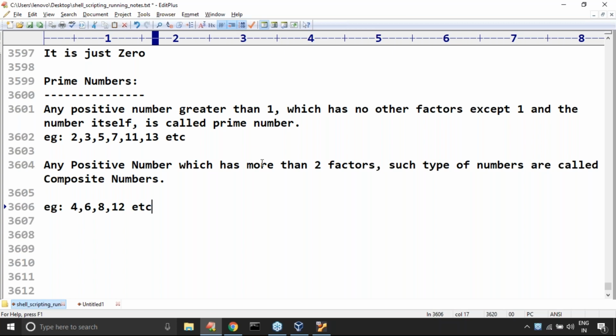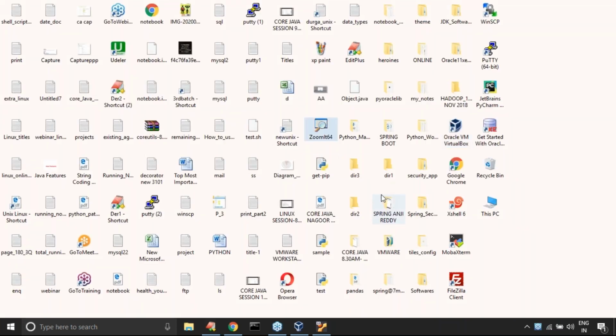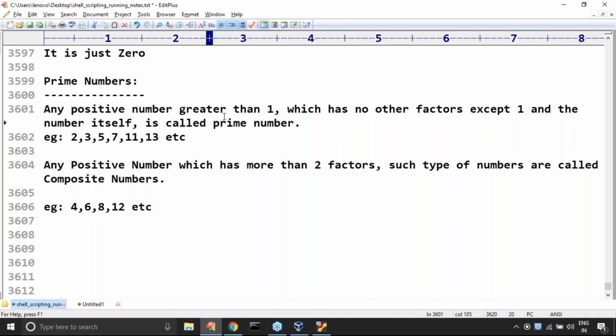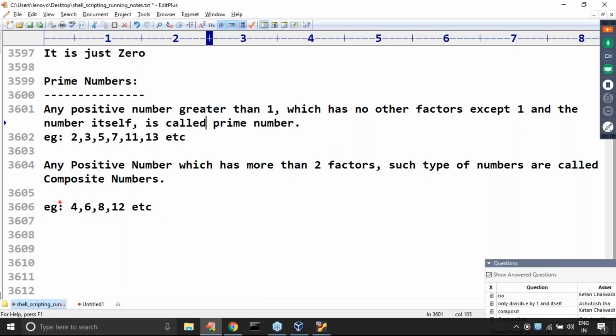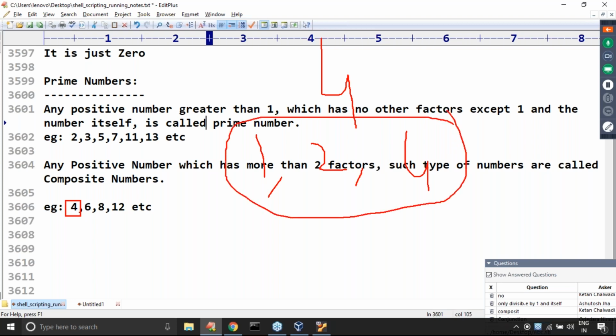Observe that if you consider 4, just observe carefully. How many factors are there for 4? 1 is available, 2 is available, and then 4 is available. So how many factors are there? More than two factors are there. That's why it is not a prime number, it is a composite number.